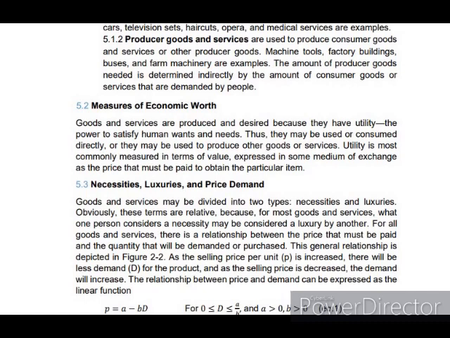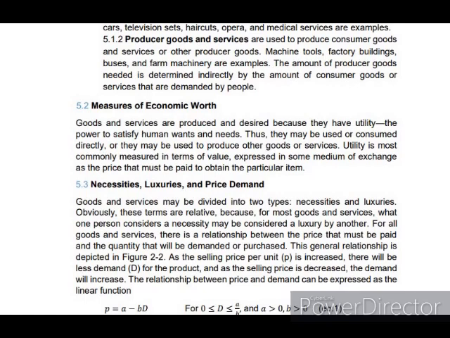5.3 Necessities, Luxuries, and Price Demand. Goods and services may be divided into two types, necessities and luxuries. So what are those? Obviously, these items are relative because for most goods and services, what one person considers a necessity may be considered a luxury by another. So it depends on the person.